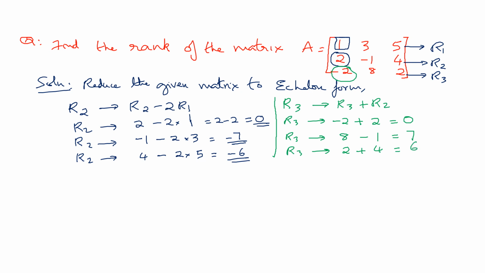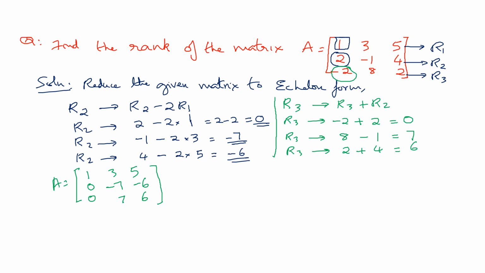So now what happens to the matrix? The given matrix becomes: the first row has no change, 1, 3, 5. The second row is 0, minus 7, minus 6. And R3 is 0, 7, 6. Now, is the matrix we obtain in echelon form? No.